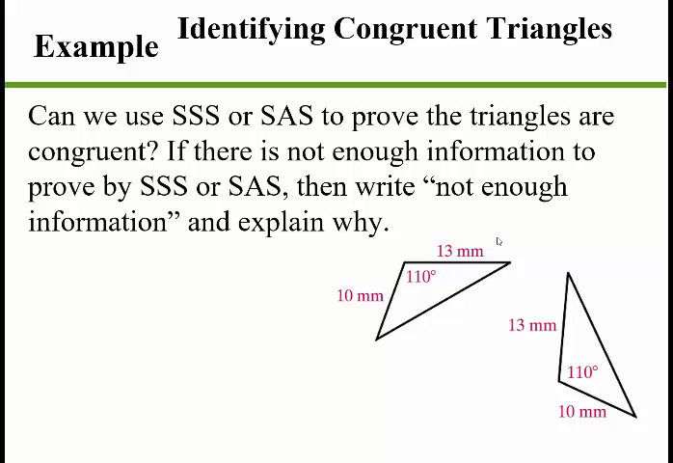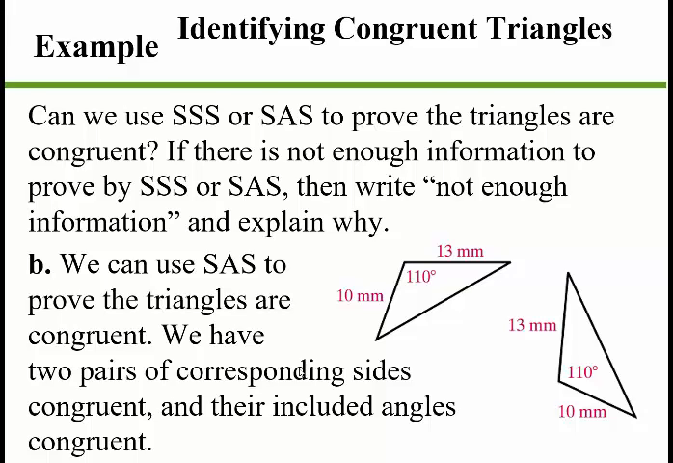All right, let's look at this one. Here I've got this triangle and this triangle. I see that this side is 10 millimeters, same as that. Angles are the same in between. Then I have 13 millimeters, 13 millimeters. So I have side, angle, side congruent on both. So we can use side, angle, side to prove the triangles are congruent. We have two pairs of corresponding sides congruent, and their included angles are congruent. Awesome.